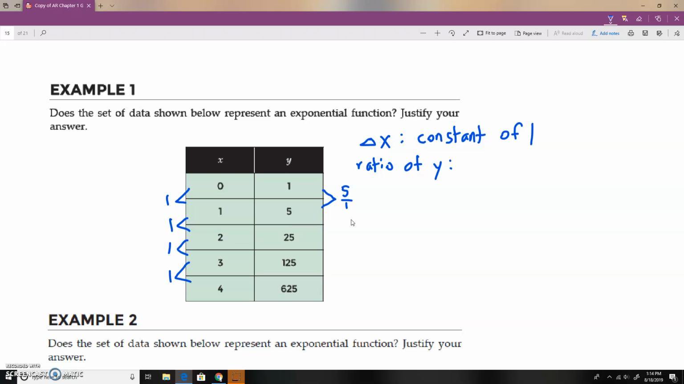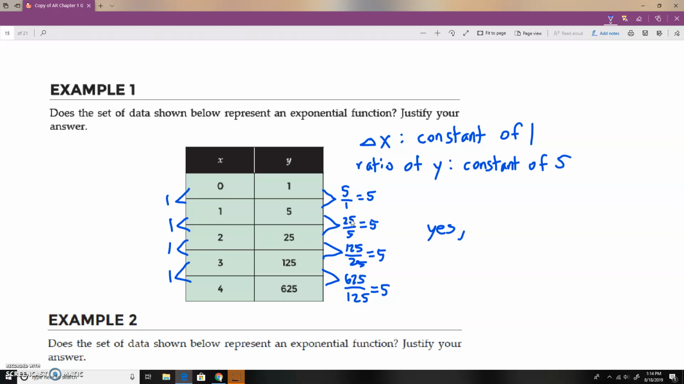So 5 over 1 is simply just 5. 25 over 5 is also 5. 125 over 25 is 5. And 625 over 125 is also 5. So we have a constant ratio of 5. Since we have that constant ratio each time, we can say yes, it is exponential.